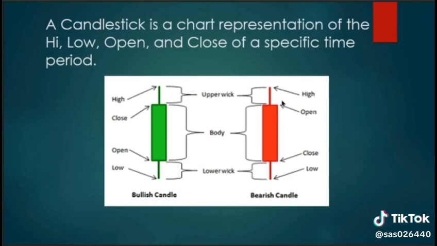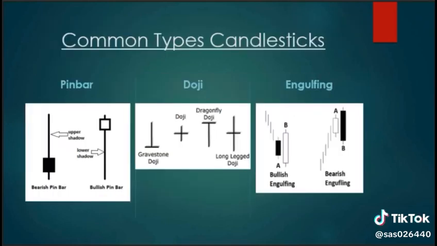Now, this up here is considered to be a wick. It's called a wick. It's the upper wick, and this is the lower wick, as well as this is the actual body of the candle. Now, common types of candlesticks.